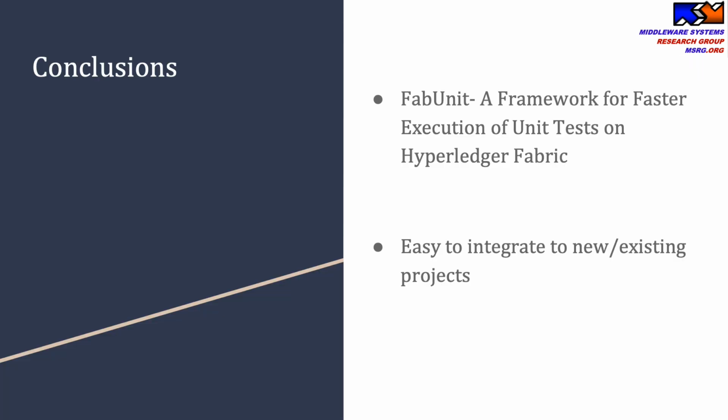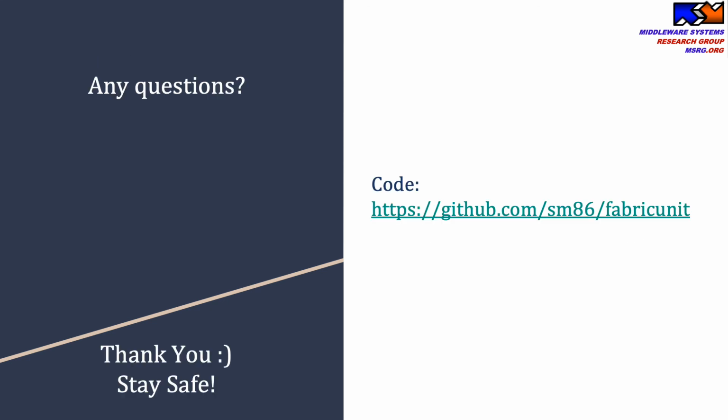To conclude, we presented FabUnit, the first unit testing framework for Hyperledger Fabric to reuse the execution setup and hence faster execution of unit tests. To achieve this, we parsed the chain codes and the client-side codes to identify safe and unsafe methods. We provided an easy interface by extending the JUnitRunner class. This can be easily integrated into any of your new or existing projects. We have seen great results, and this is just the beginning in the direction of unit testing blockchains.